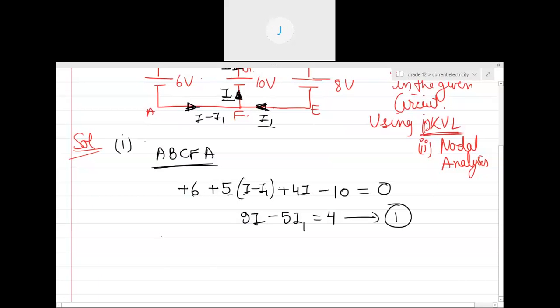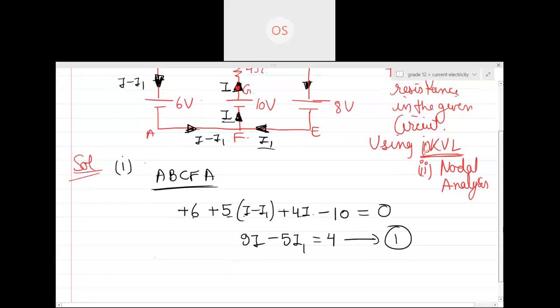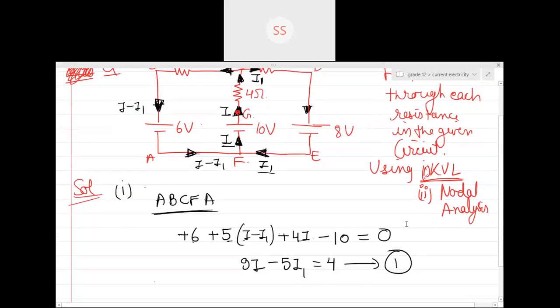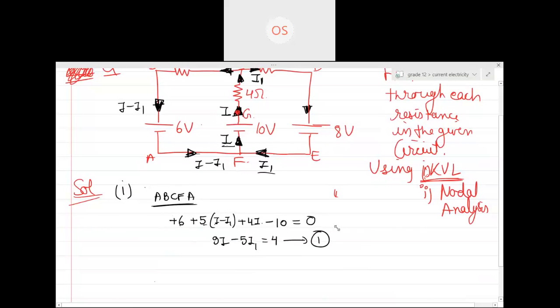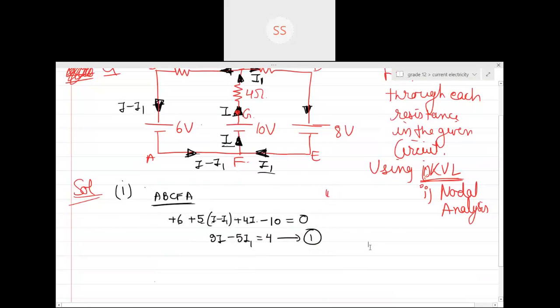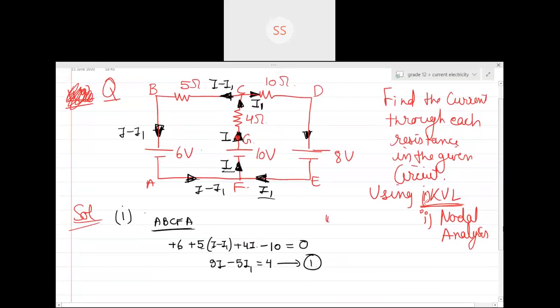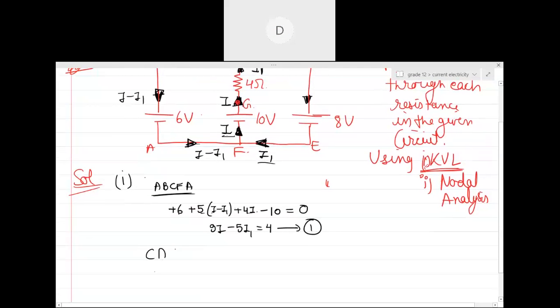So this is the first loop, first equation. Now, which loop shall we take? Yes, guys, second equation. Which should be the second equation? Let's take B, C, sorry, D, E, F, C. D, E, F. Yes, tell me. C, D, F, E, C. Okay. So, yes, tell me.